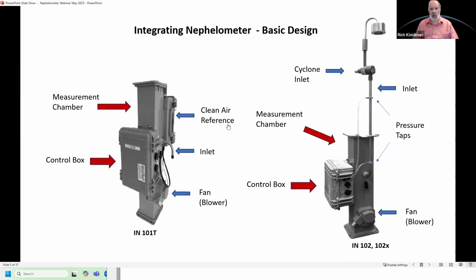This particular inlet, we use pressure taps so that we can measure the pressure drop in the inlet, and then we can accurately control the flow rate. Some instruments will simply use a measurement of the fan speed and relate that to the flow rate. So that's just the physical structure of the instrument.